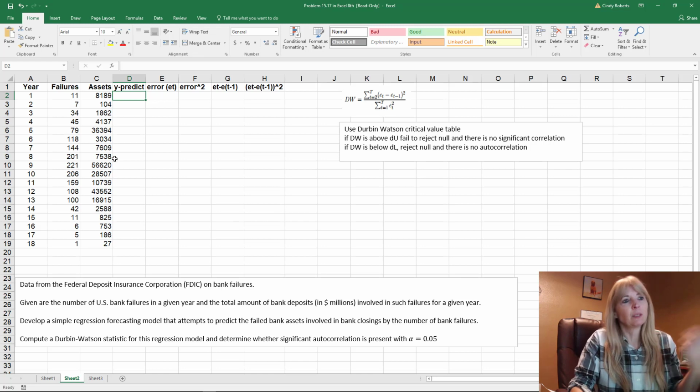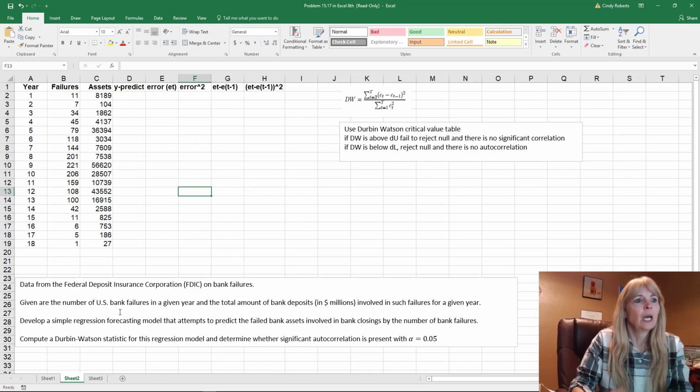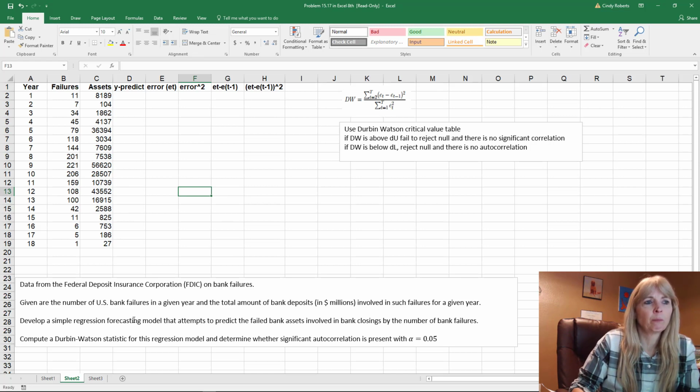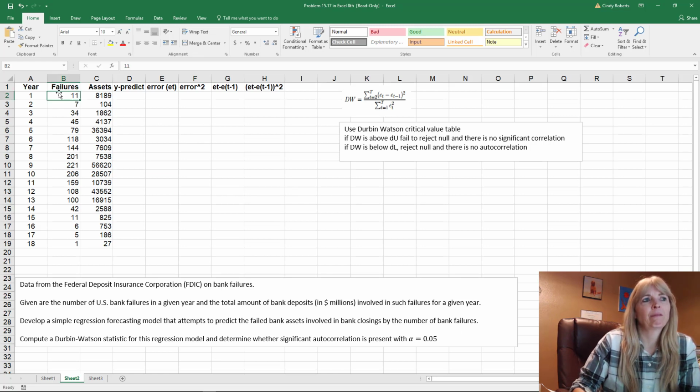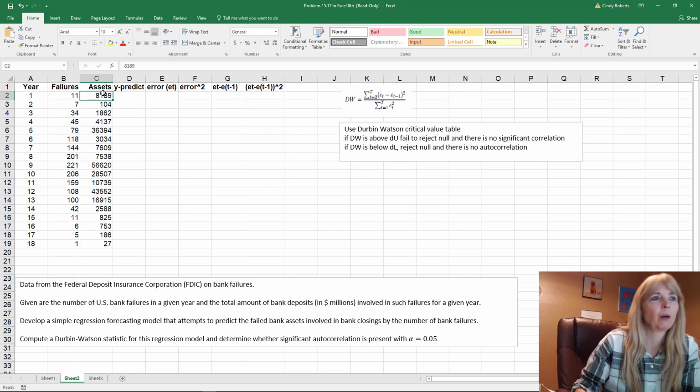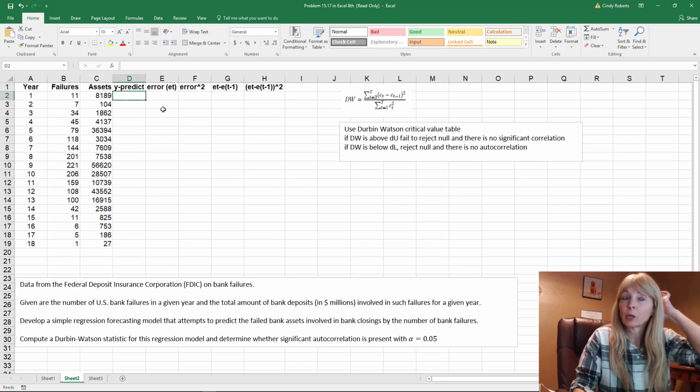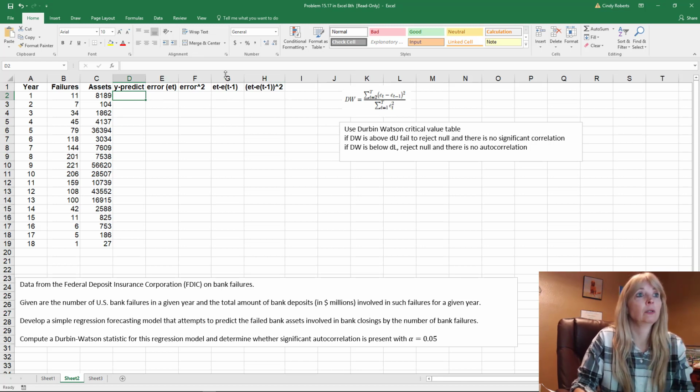All right, so I have some information here on bank failures from the FDIC. What we want to do is make a regression forecasting model that attempts to predict the failed bank assets involved in bank closing by the number of bank failures. So in other words, my failures is going to be my independent variable, and my dependent variable, assets, is what I want to predict. So I need to do a regression to be able to do this prediction.